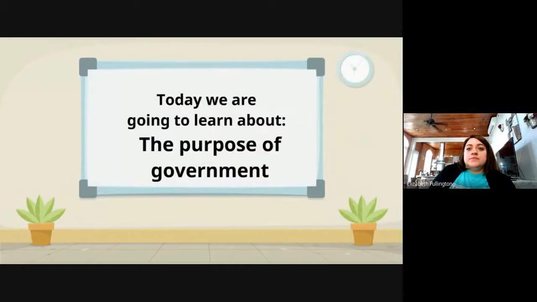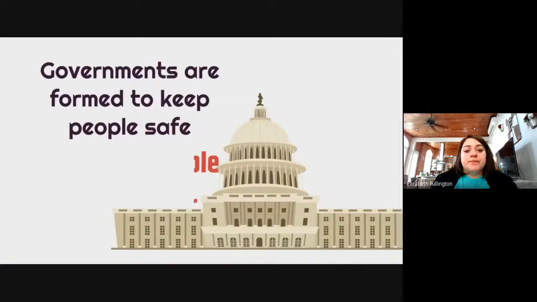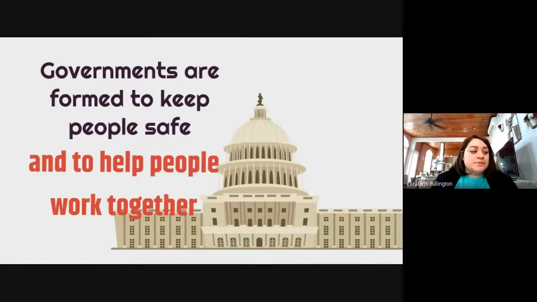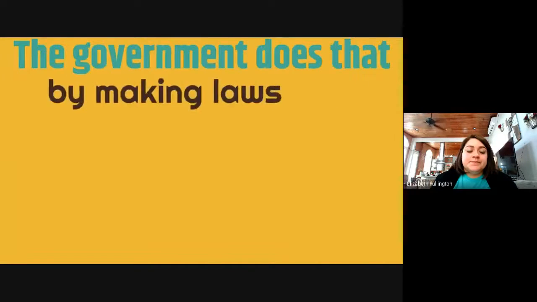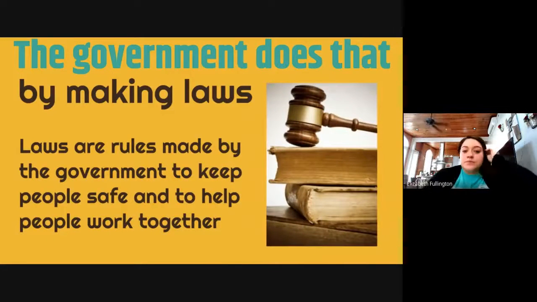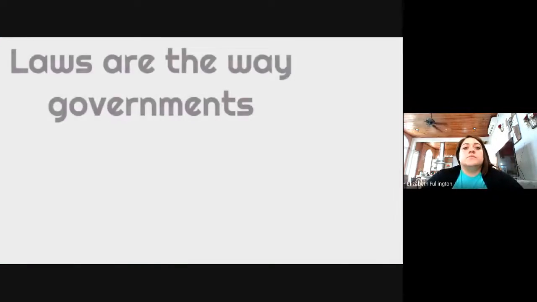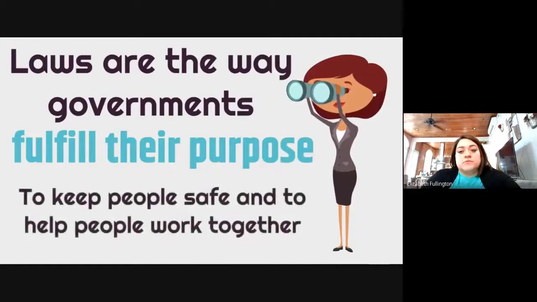Today, we are going to learn about the purpose of government. Governments are formed to keep people safe and to help people work together. The government does that by making laws. Laws are rules made by the government to keep people safe and to help people work together. You see, laws are the way governments fulfill their purpose, to keep people safe and to help people work together.